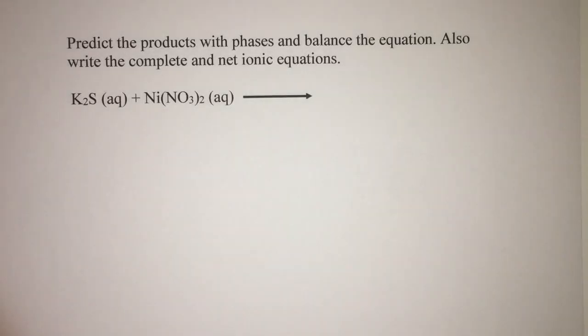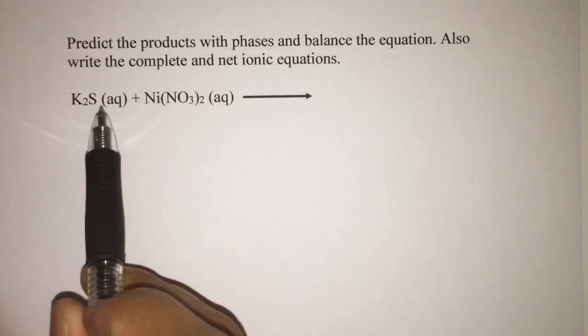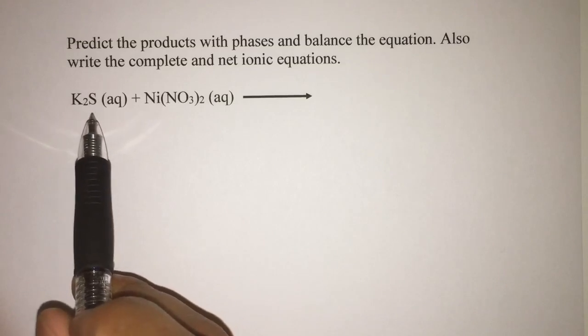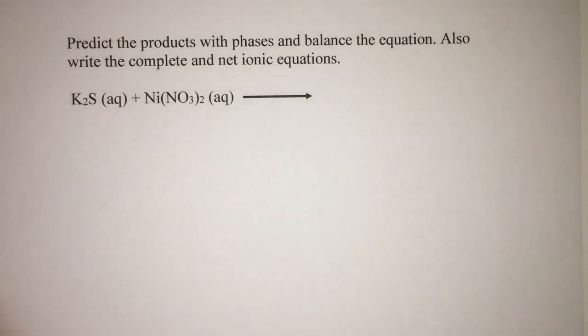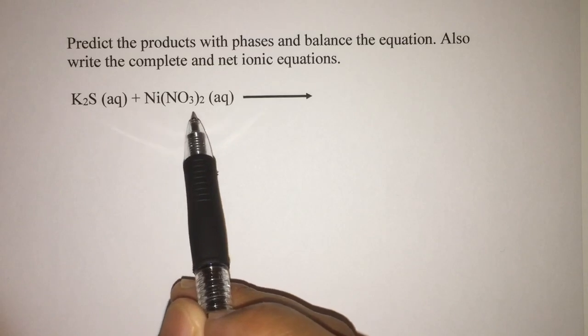This is the second video where I'll show you how to predict the products, write phases, and balance the equation of these precipitation reactions. Now I'll also show you how to write the complete and net ionic equations. So in this example we have K2S, this is potassium sulfide. AQ stands for aqueous. The second reactant is a solution of nickel nitrate.